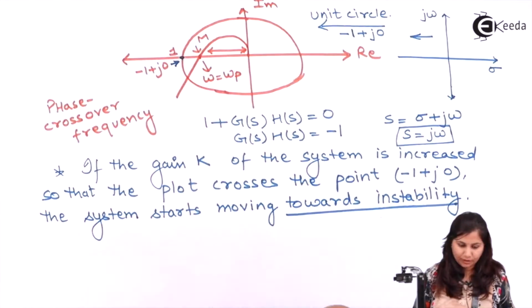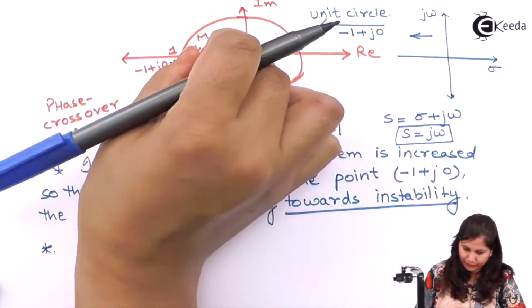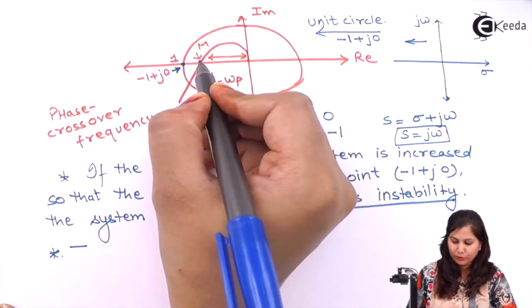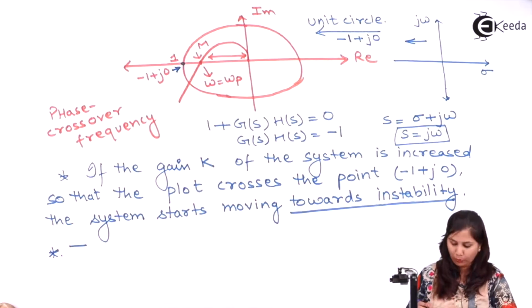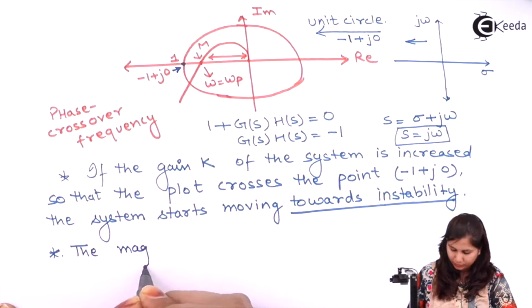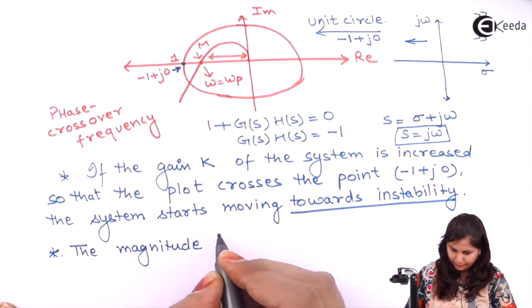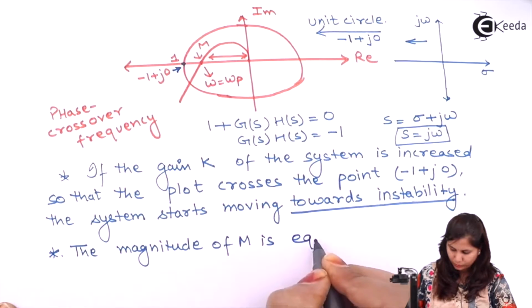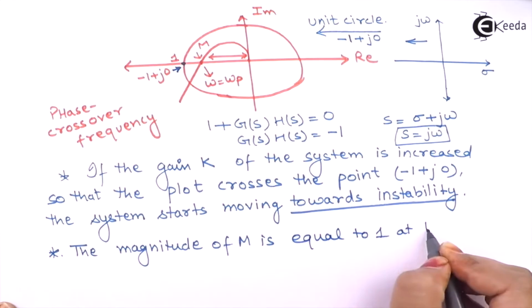So the magnitude M, when this polar plot is going to cross this point, will be equal to 1. So the magnitude of M is equal to 1 at this point.